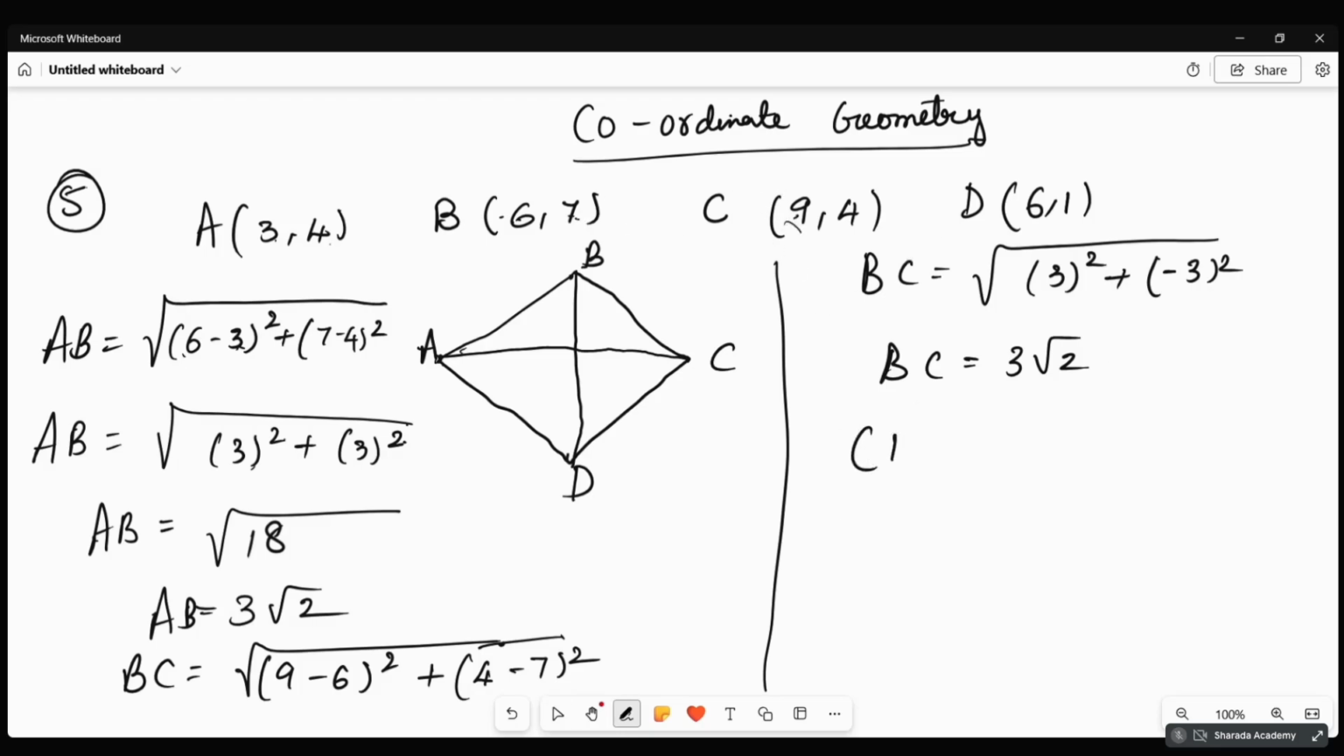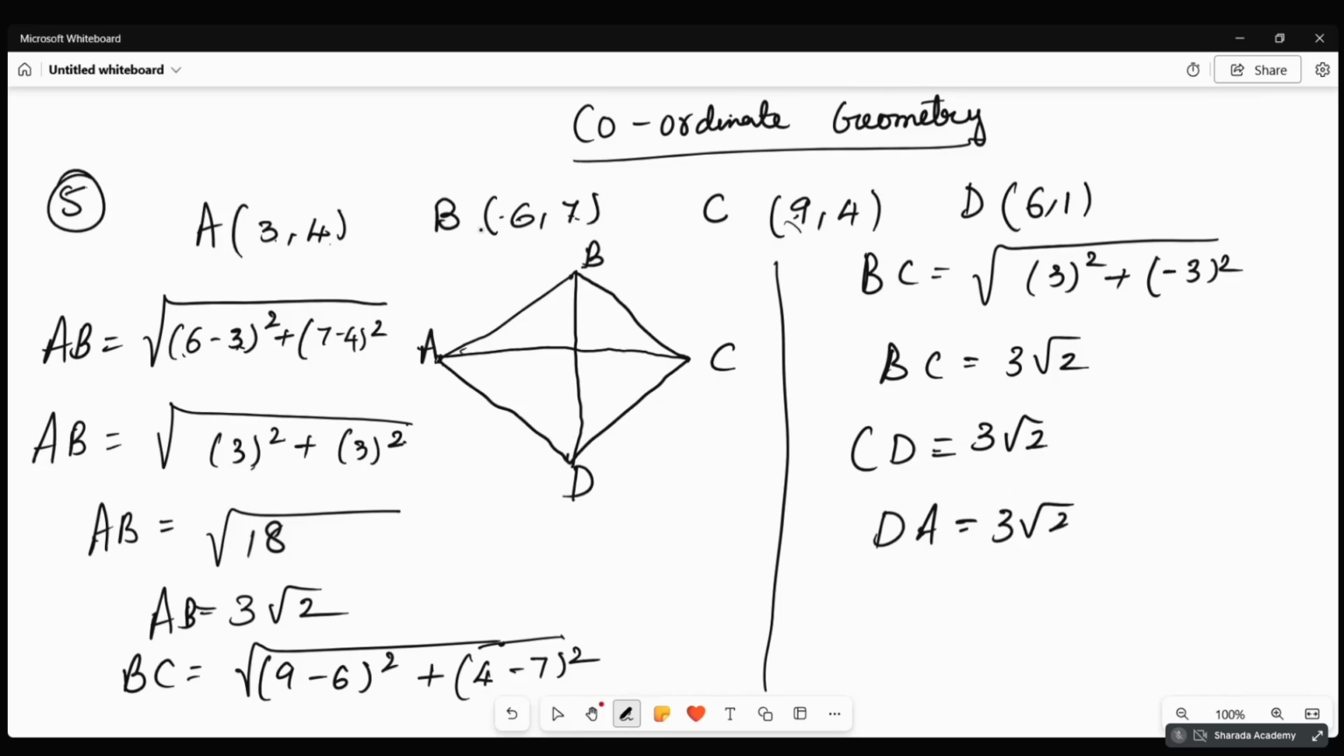BC is done, CD. What will you get? Calculate and tell me. CD and AD. What will you get? 3 root 2? Okay. What about DA, or AD, whatever it is? 6 minus 3, that is 3 square. 1 minus 4 is also minus 3 square. So here also you will get 3 root 2.